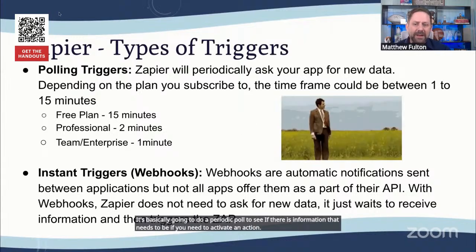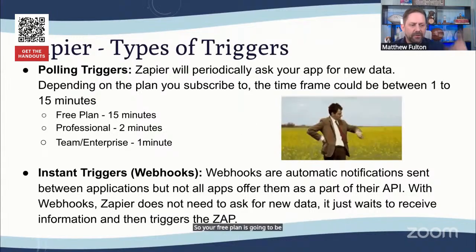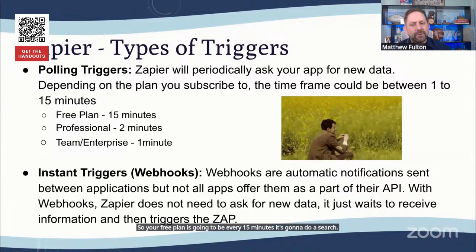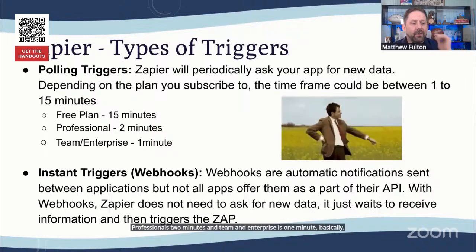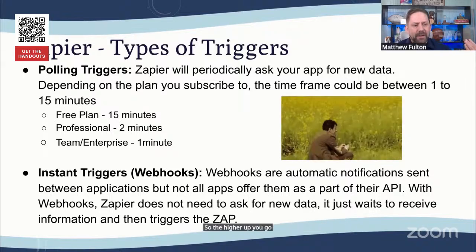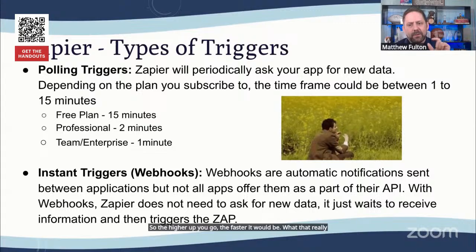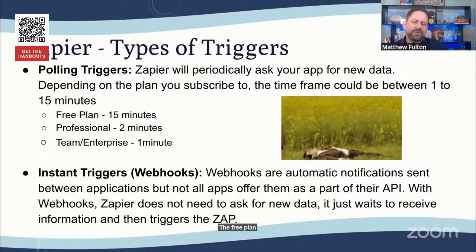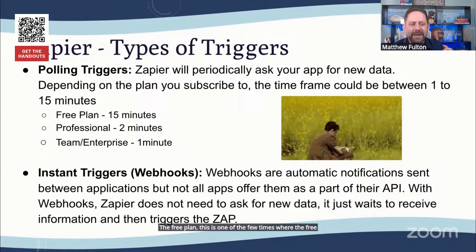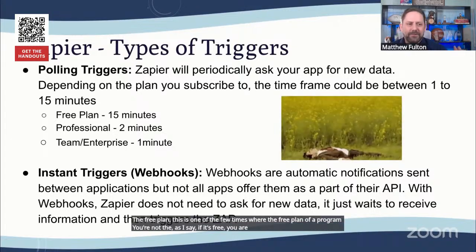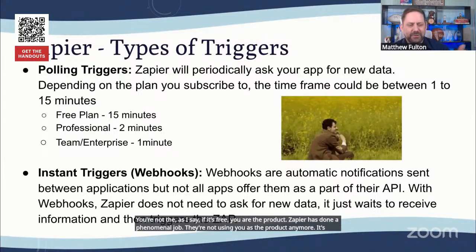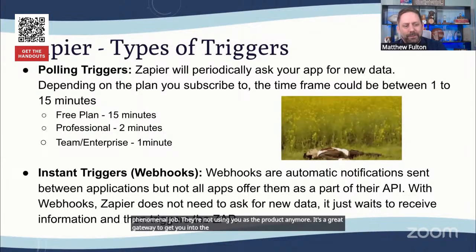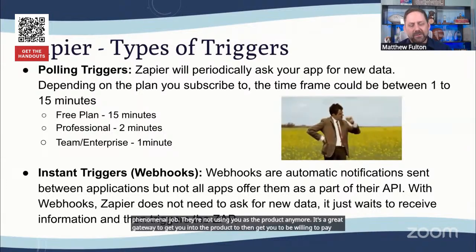So your free plan is going to be every 15 minutes, it's going to do a search. Professional is 2 minutes, and team and enterprise is 1 minute, basically. So the higher up you go, the faster it would be. What that really means is, this is one of the few times where with the free plan of a program, as I say, if it's free, you are the product. Zapier's done a phenomenal job. They're not using you as the product anymore. It's a great gateway to get you into the product, to then get you to be willing to pay more and do things even faster.